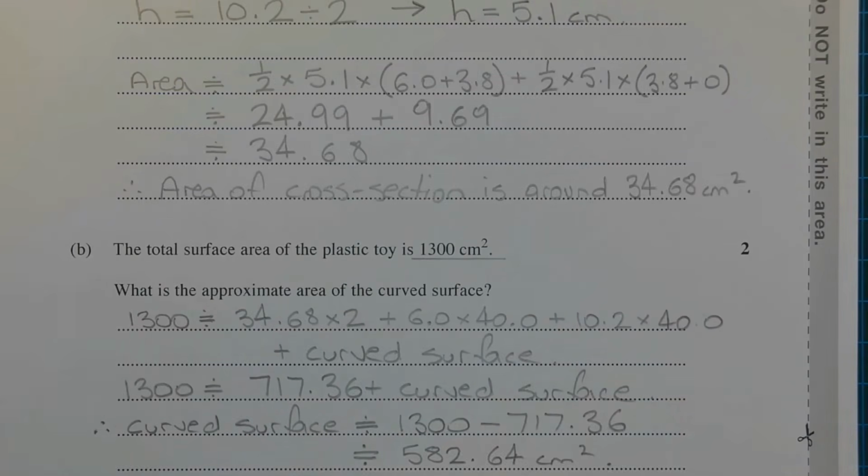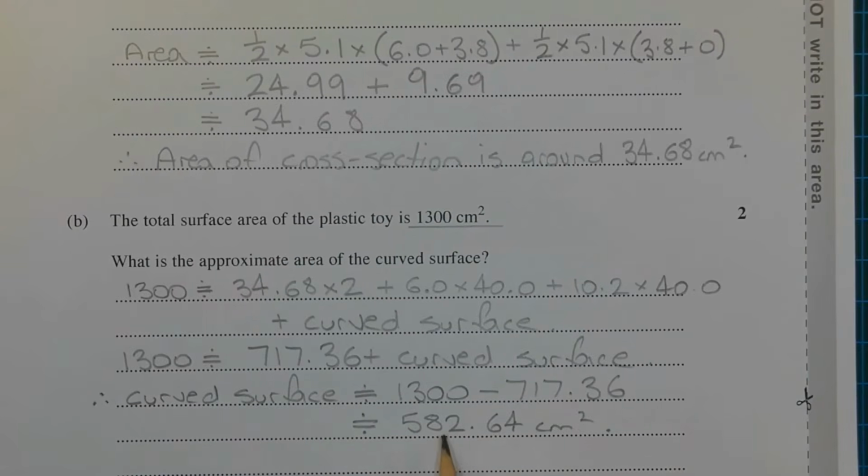So that represents the area of the known surfaces. They're the 4 surfaces that we know the areas of. So 1,300 total surface area is approximately equal to 717.36 plus the curved surface. So if we subtract 717.36 from 1,300, we can estimate the area of the curved surface. So that's 1,300 minus 717.36, which gives us approximately 582.64 square centimeters.